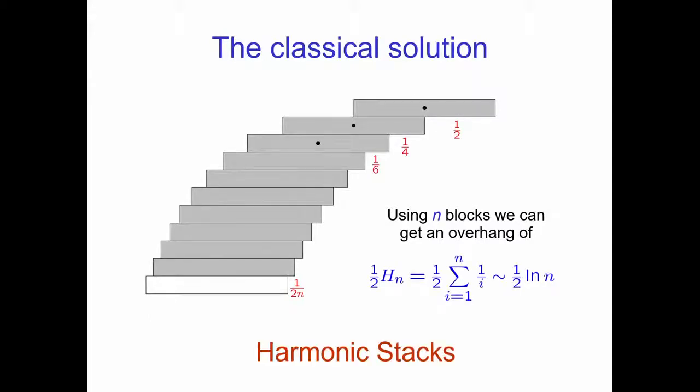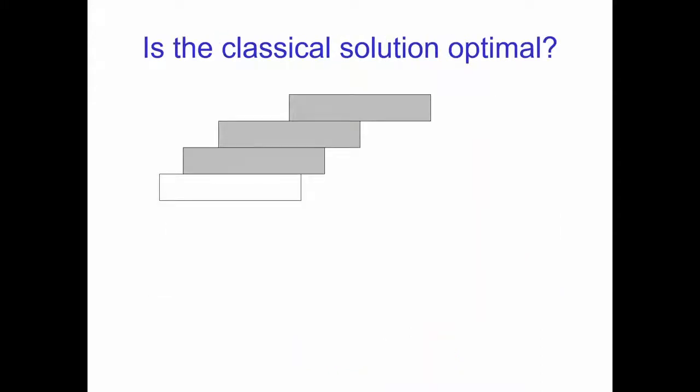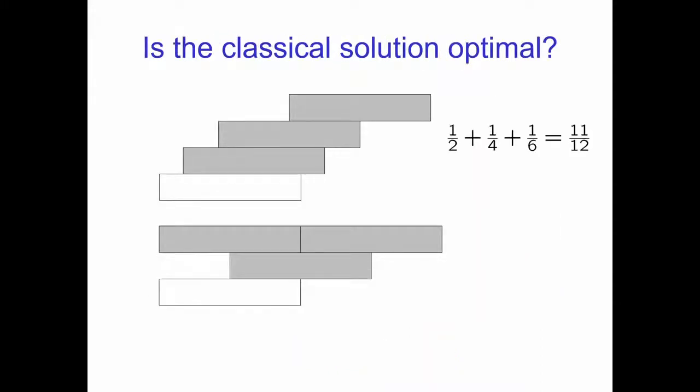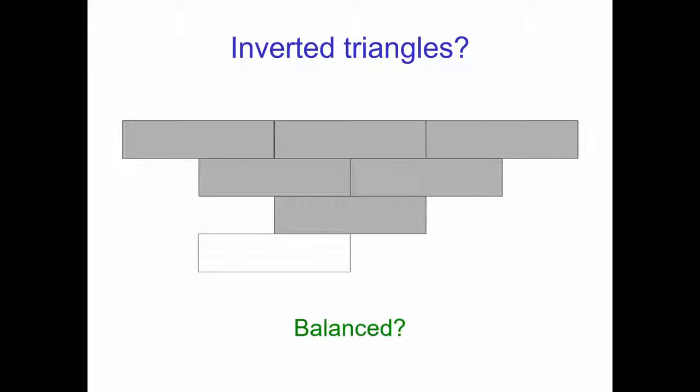Okay, but is this really the best? So these are harmonic stacks. So it's certainly not optimal. So here is an example with 3 bricks. Already with 3 bricks, this configuration does better. It will go to distance 1, while this one went to 11/12. So the classical solution is not optimal.